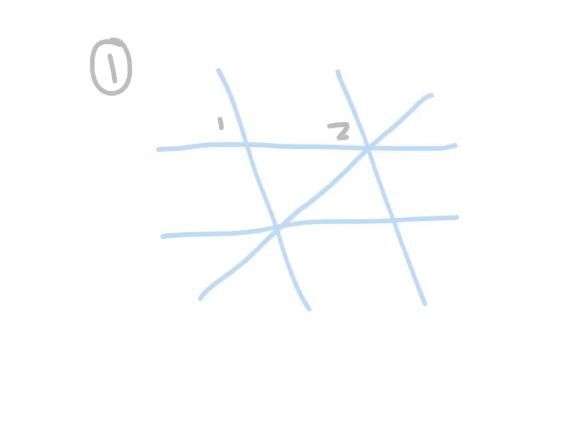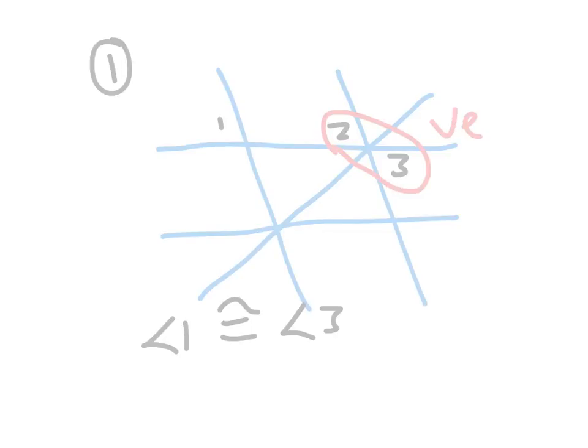This is a quick sketch of question number 1. And what are you trying to do? You are trying to prove that angle 1 is congruent to angle 3. Angle 3 is over here, so think about what you can do. Well, you know that angle 2 and angle 3 are vertical angles, and vertical angles are congruent. So now if you can link angle 1 and angle 2 together, you've actually answered this question.